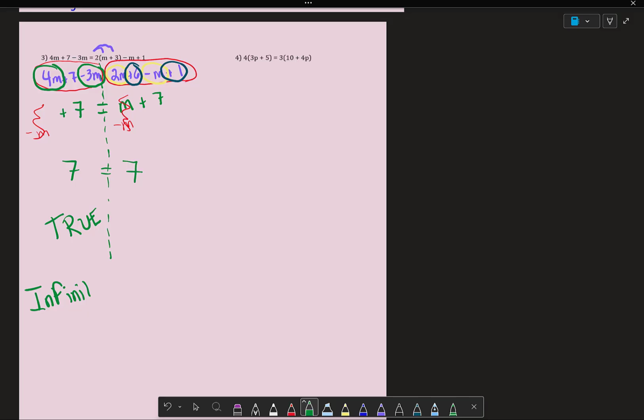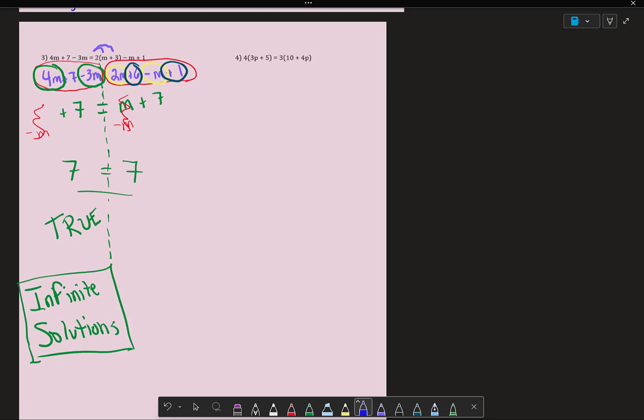Meaning no matter what we substitute back in for x in the original problem, it would make this equation true. So infinite solutions is our answer because this last statement is true.